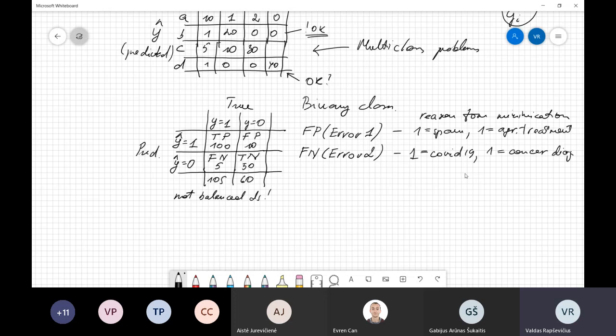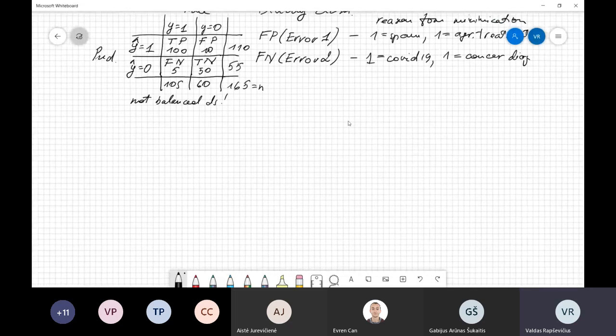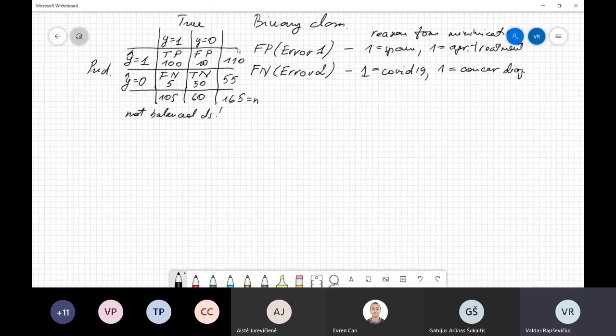Now we have predicted y equals 1 as 110 cases, and predicted as being negative, this is 55 cases. In total we can sum up these, we have 165, and this is our n. So this is our data set. We just made up a small case. For instance, we have a classifier, a model, and this model on 165 cases has produced this confusion matrix.